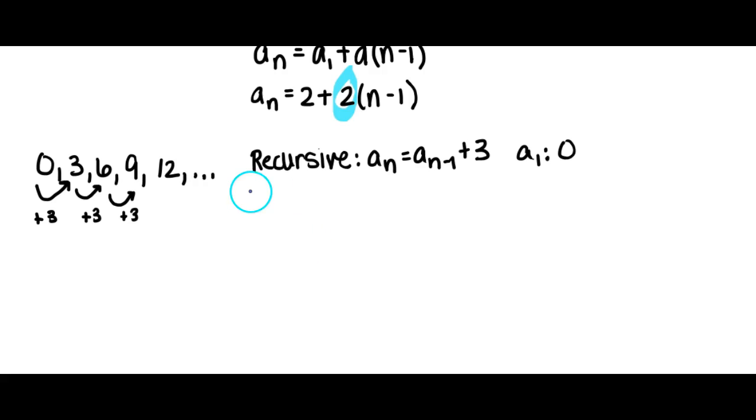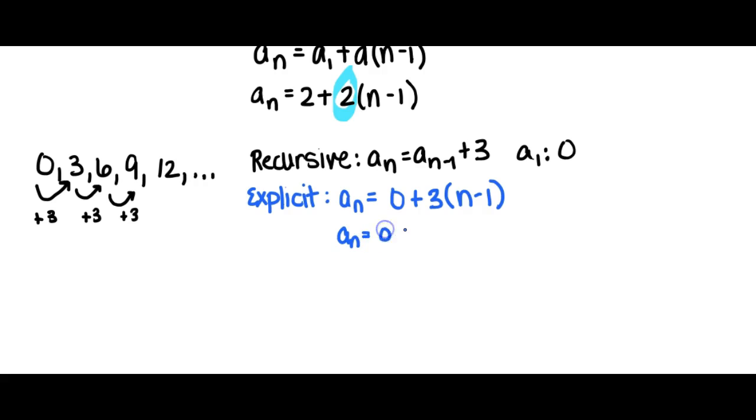If we were to write an explicit, it would say a sub n equals 0, because that's our first term, plus our common difference, times n minus 1. Now, you can leave it like that, but really most mathematicians actually factor it out, so I want to show you how that's going to look. So we would keep the a sub n equals 0 plus, and now we're going to distribute that 3 to all of that. So 3 times n is 3n, 3 times 1 is 3. I'm going to keep that.